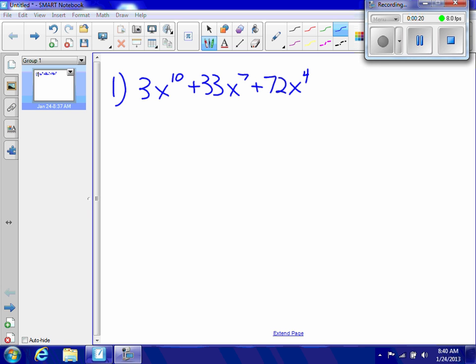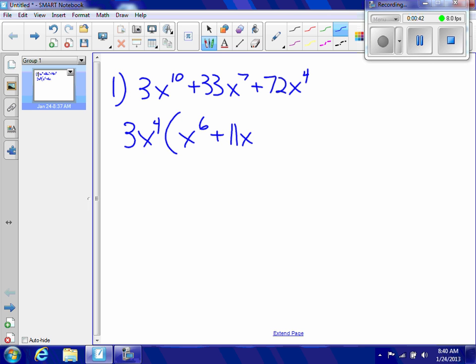So here's my polynomial, and almost always the first thing I want to do is factor out a common monomial. My common monomial here is 3x to the 4th. That leaves me with x to the 6th plus 11x cubed plus 24.